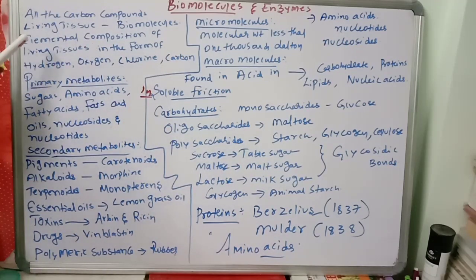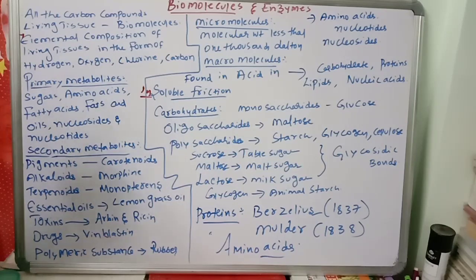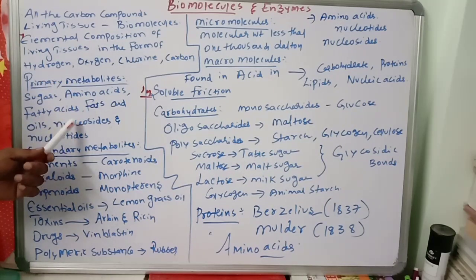Even the living tissue has an elemental composition. What are those? Like hydrogen, oxygen, chlorine, carbon also. Primary metabolites are those which are major for the metabolic activities: sugars, amino acids, fatty acids, fats and oils, nucleosides, nucleotides.